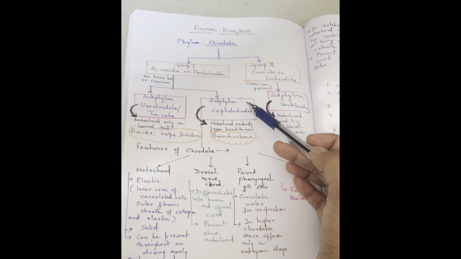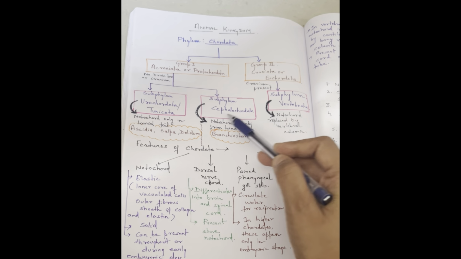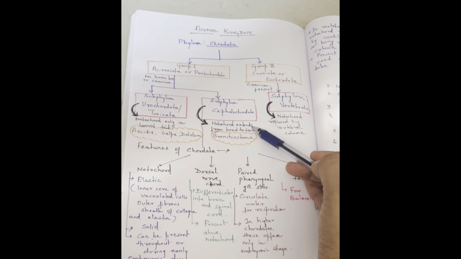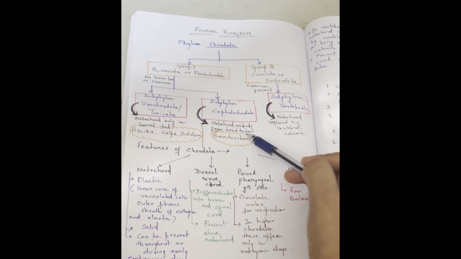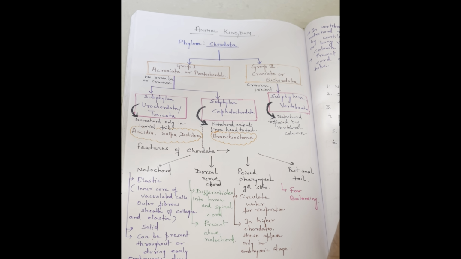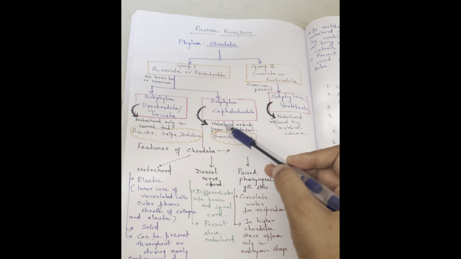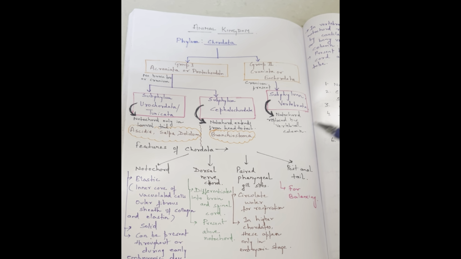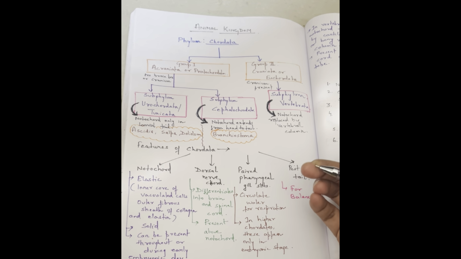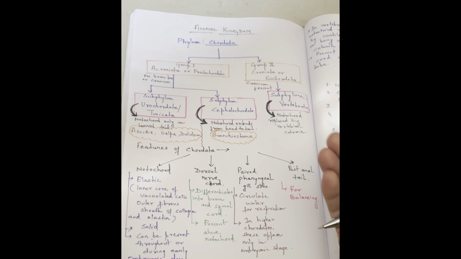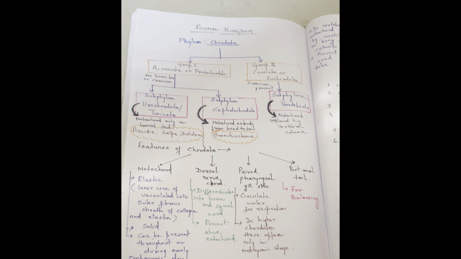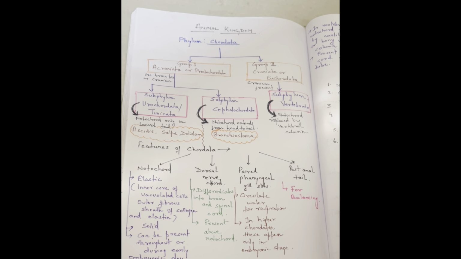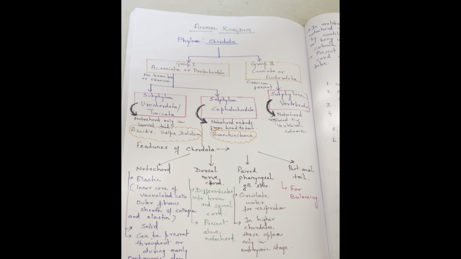Okay, now subphylum Cephalochordata. The name itself, cephalo, means the notochord is extended from the head to the tail throughout the length of the body of the animal. You will find this notochord. Like I told you, what is notochord? Notochord is a soft tube-like, rod-like structure which is solid, and later on that notochord forms the vertebral column of the animal.